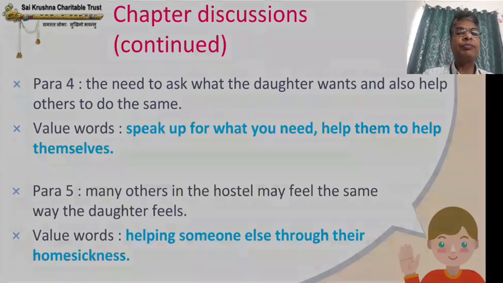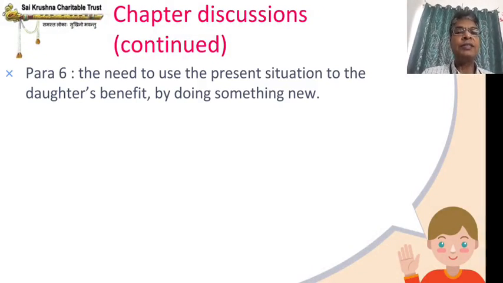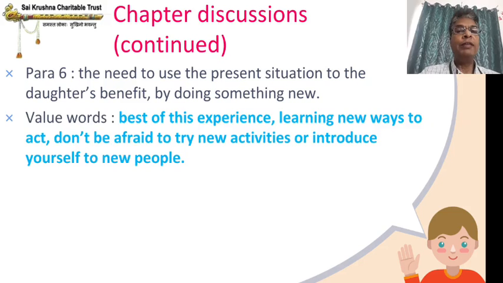Next page. In paragraph 6, the need to use the present situation to the daughter's benefit. Now that she has told the old experience, what will be the new things in the hostel, what problems you may face, how you should independently do everything. Now the mother is telling, whatever you are feeling now, use the present situation to your benefit by doing something new. And the value words are: make the best of this experience, you're learning new ways to act because it's a new situation, and don't be afraid to try new activities or introduce yourself to new people.